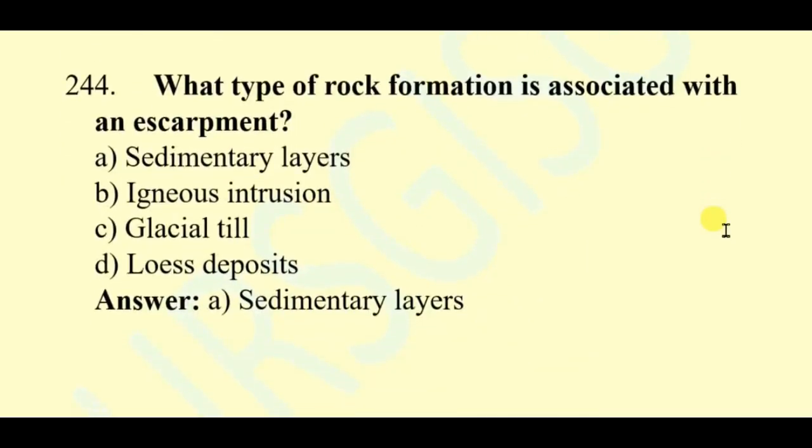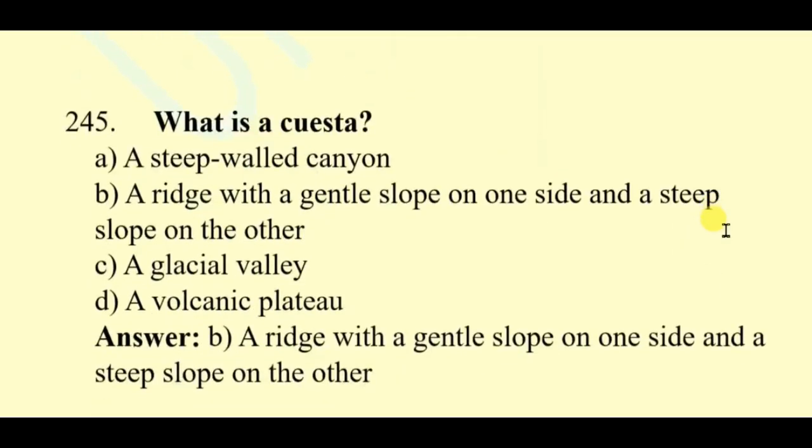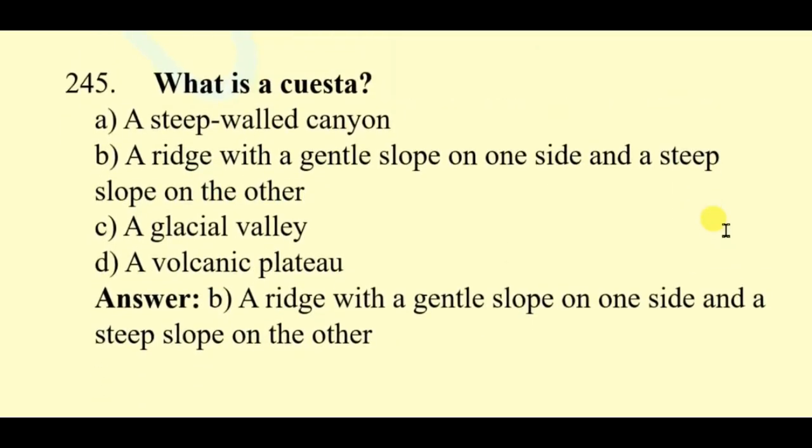Question 244. What type of rock formation is associated with an escarpment? Sedimentary layers, igneous intrusion, glacial till, loess deposits. Sedimentary layers will be the right answer. Question 245. What is a cuesta? A steep walled canyon, a ridge with a gentle slope on one side and a steep slope on the other, a glacial valley, a volcanic plateau. Here the right answer will be a ridge with a gentle slope on one side and a steep slope on the other.